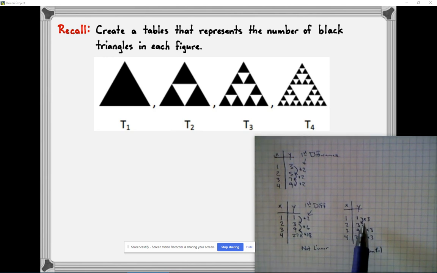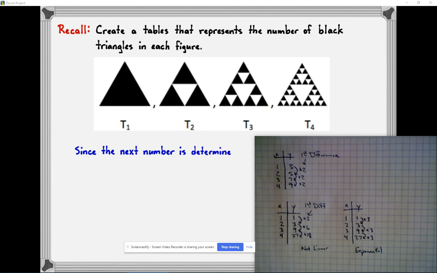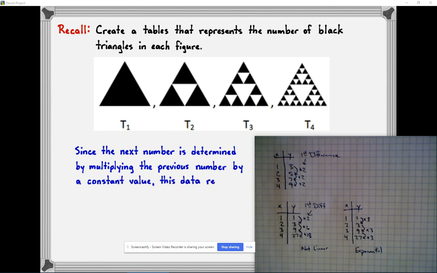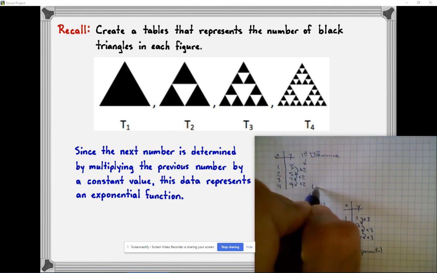When you are multiplying by a common value to get from one step to the next step, and that value is the same in every case, that is an exponential function. So we say since the next number is determined by multiplying the previous number by a constant value, this data represents an exponential function. So those are 2 functions that you focused on last year.